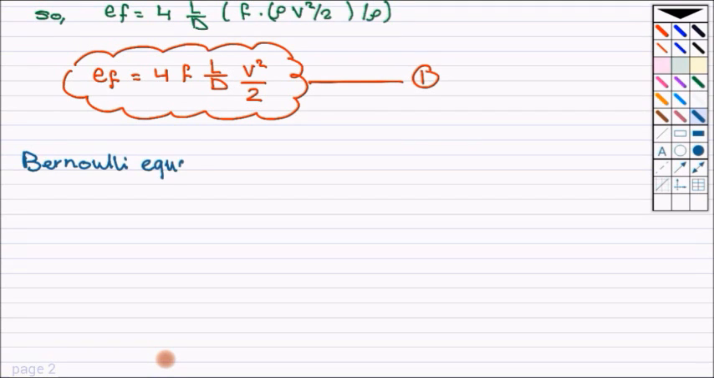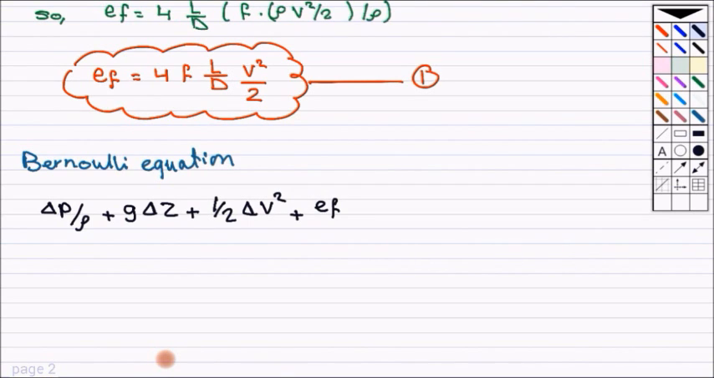From the Bernoulli equation or energy balance equation, we can write delta P divided by rho plus g delta Z plus 1 by 2 delta V squared plus EF plus W equals 0. Okay, this is the energy balance equation. So we'll suppose here the 2 points are on the same level, so we can cancel delta Z.